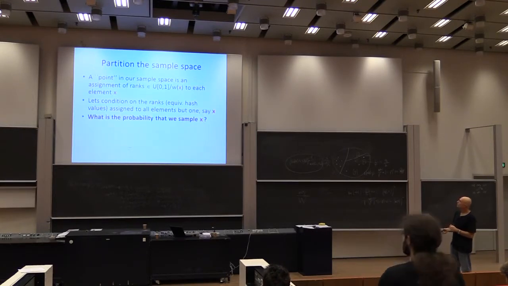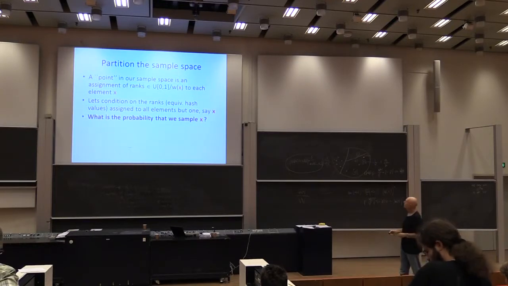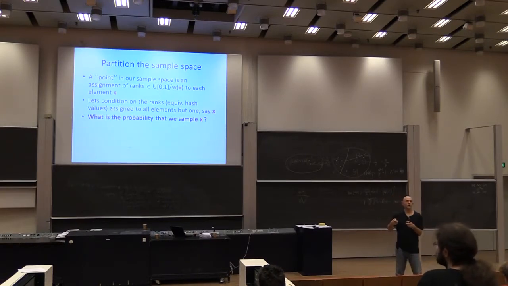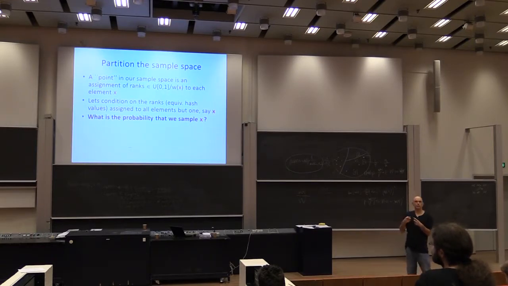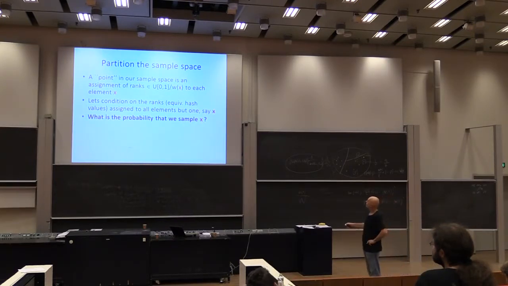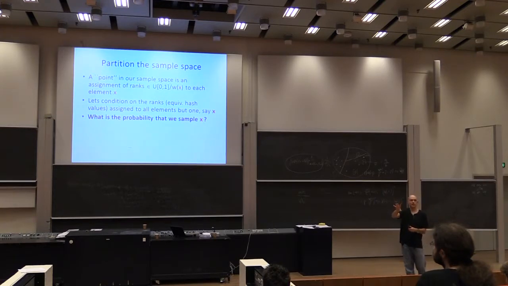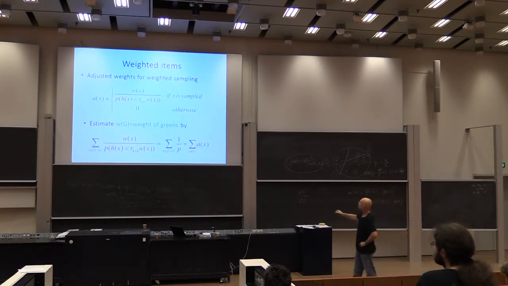Okay, so after we make this change, everything else basically stays the same. The way that I got my previous estimators continues to work, just using the ranks instead of the hash values. So when I do the conditioning, I condition on the ranks of all the items except a single one. And in this subspace, I can usually compute easily the probability of the item being in the sample. So everything basically works the same.